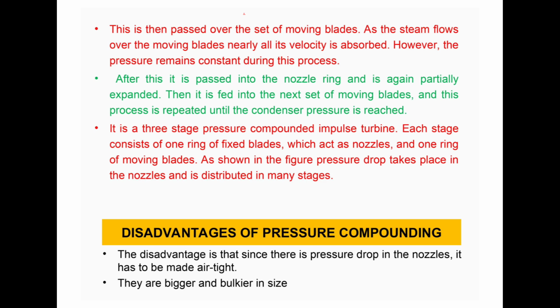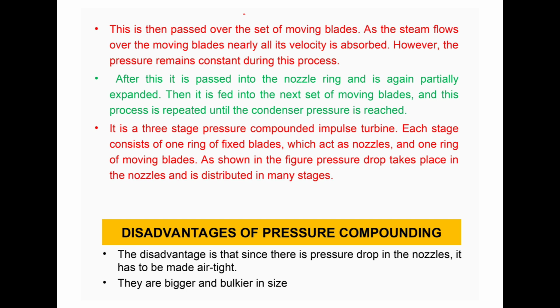This is the major advantages and disadvantages of pressure compounding. Here, as the steam flows over the set of moving blades, nearly all its velocity is absorbed. However, the pressure remains constant during the process.